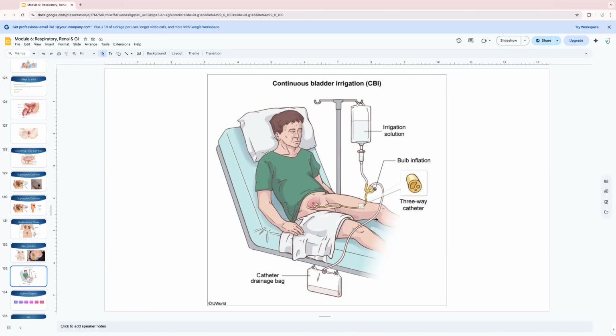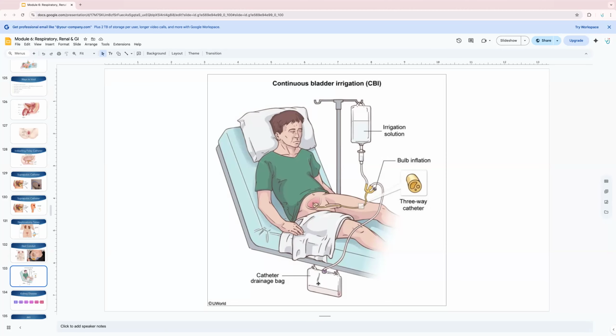Irrigation, you put it in and you allow it to come back out. So for whatever reason, this patient's bladder needs to be irrigated. This is the one way of the three-way Foley, to allow irrigation fluid to come in. The second way of a three-way Foley is to allow the irrigation fluid and urine to drain out into the drainage bag.